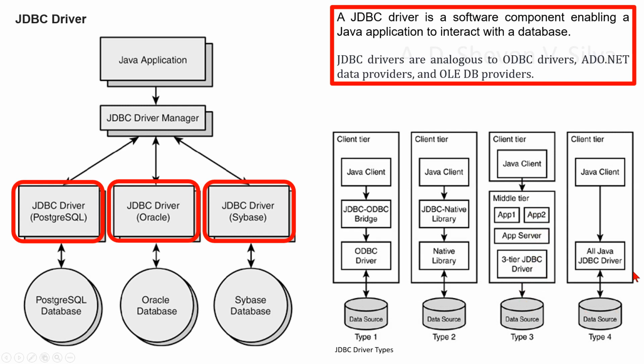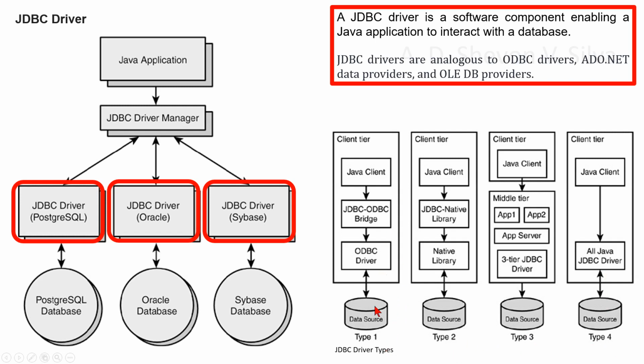Type 4 JDBC driver. Type 4 JDBC drivers are pure Java drivers that access a database directly. The Type 4 drivers are sometimes called the thin drivers. Type 4 JDBC drivers have a relatively fast performance. Here you can see type 1, 2, 3 and 4 drivers.